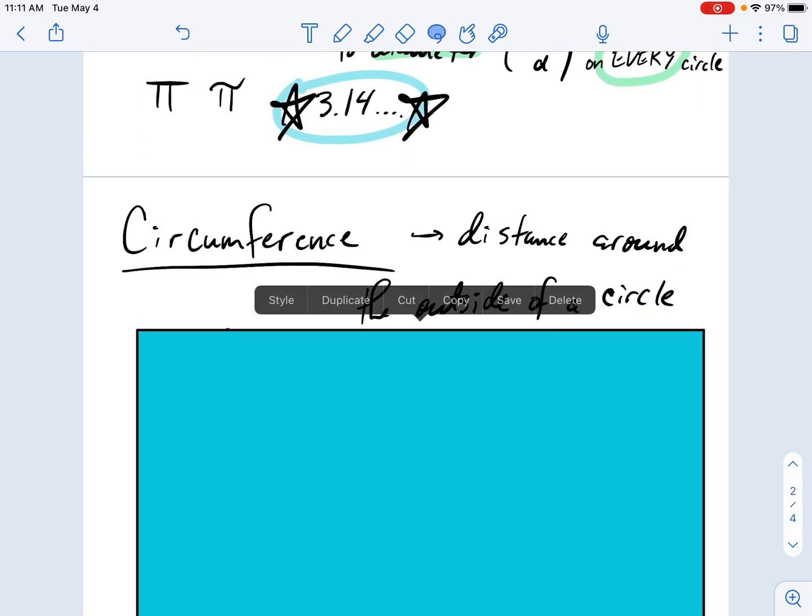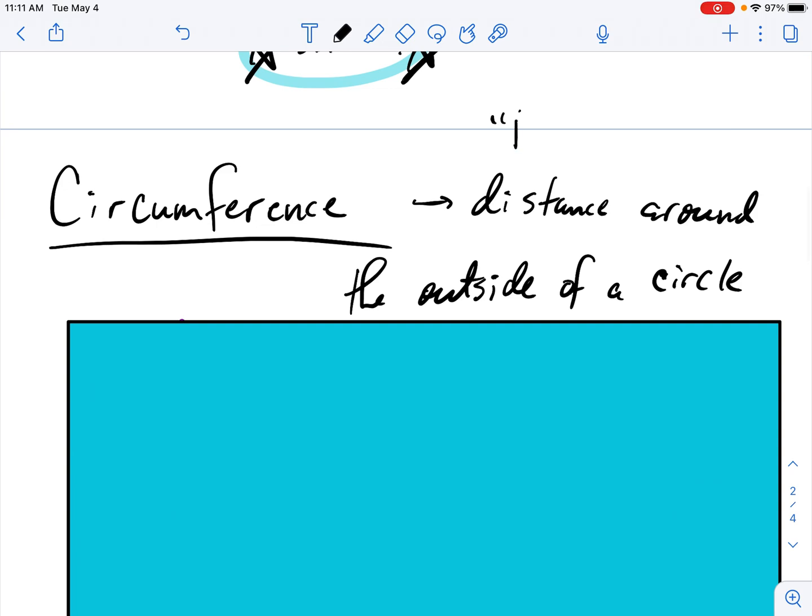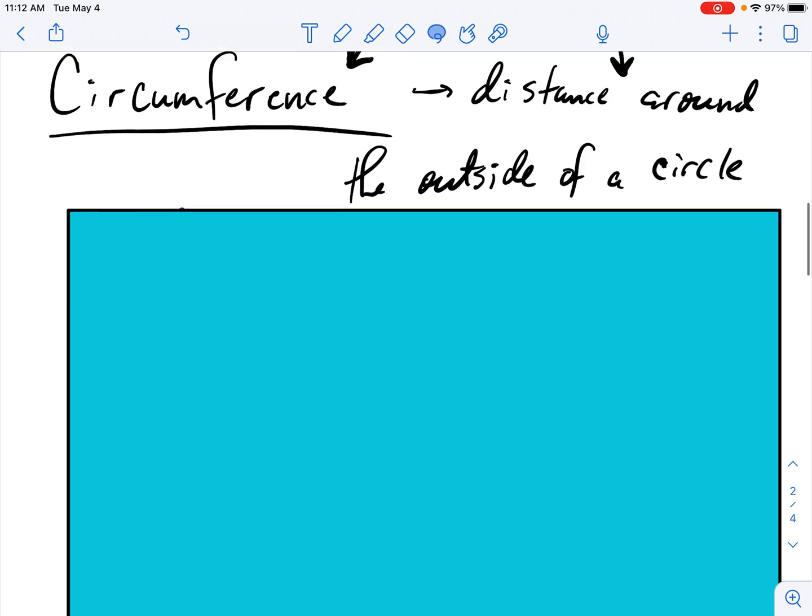So we're going to talk about circumference, and this is what the lesson is actually about. So circumference is just a fancy word for the distance around the outside of a circle. Another way to think of this, for other shapes we call this the perimeter, right? But circles are so special that they have their own word for it, okay? Circles are really, really special. So the circumference is just the distance around the outside, okay?